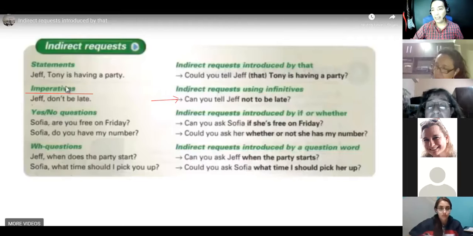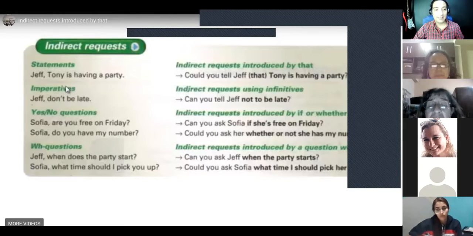El segundo imperativo que le decía a Alicia era... jumping. What name did you say? Andrés. Okay. Andrés, don't jump on the bed. Can you tell Andrés not to jump on the bed? Got it. Excellent. Okay. Are we clear? Yes. Excellent. Not to jump. Not to jump. It's okay. Yes. We have to follow the structure.